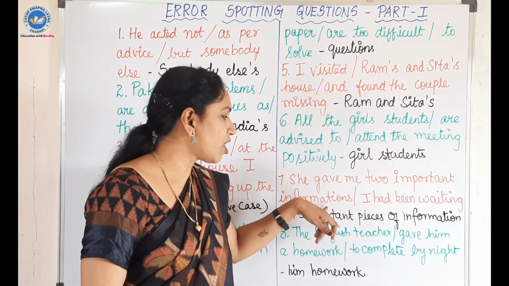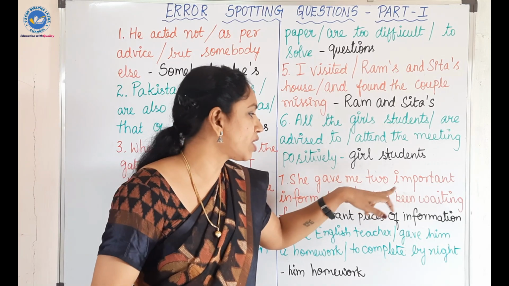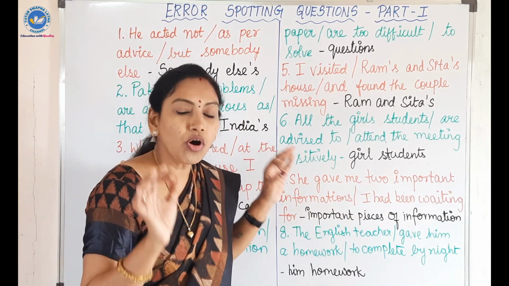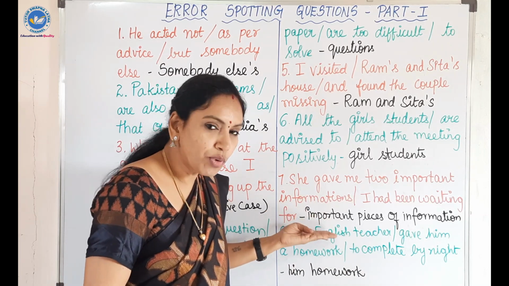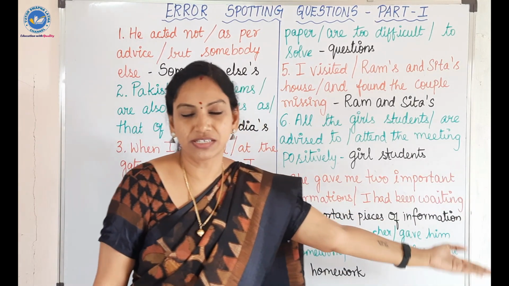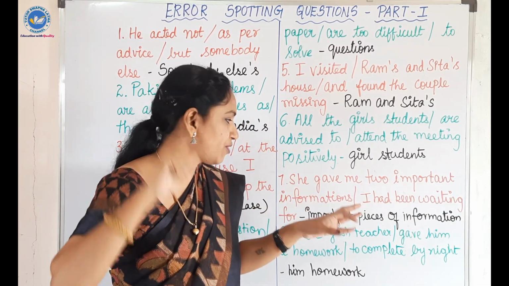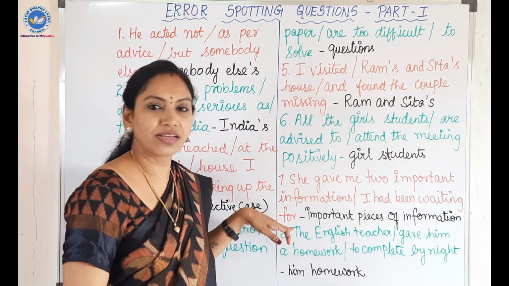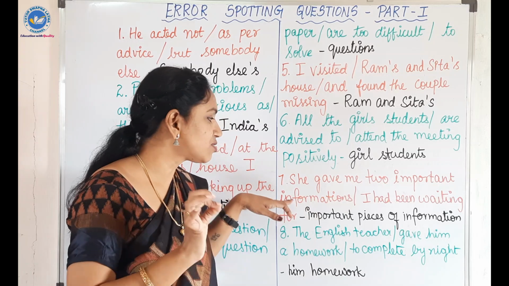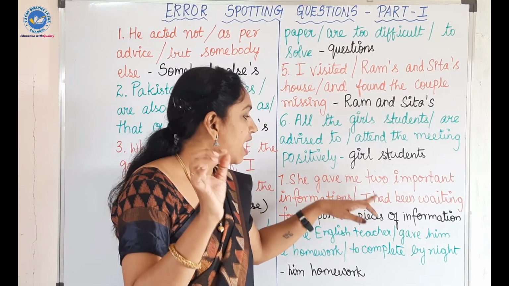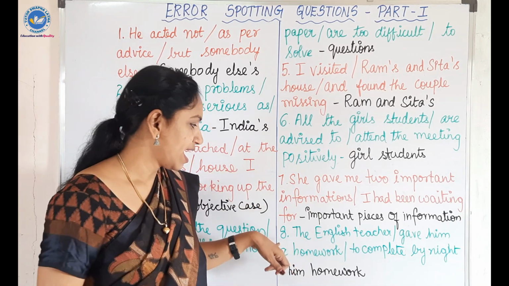Instead of that, they have already given two. You cannot write two important information. So you have to change that sentence and write it as two important pieces of information. You can add that word pieces. So she gave me two important pieces of information I had been waiting for. Okay, friends. Next, eighth one.